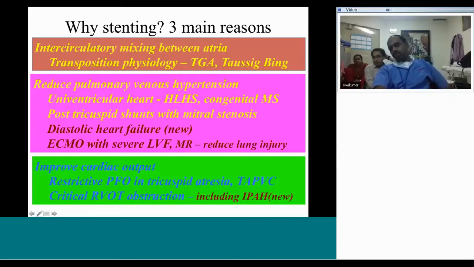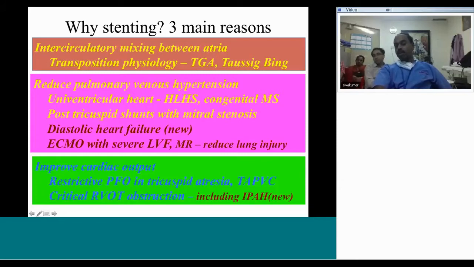If you are doing ECMO in a patient for severe left ventricular failure and the patient is having a severe MR, imagine a viral myocarditis with severe left ventricular failure and severe florid MR, you put on ECMO, you will be able to maintain the systemic circulation, but the continued MR will produce continued lung injury. So you have to decompress the left atrium. So you may have to put in an atrial stent.